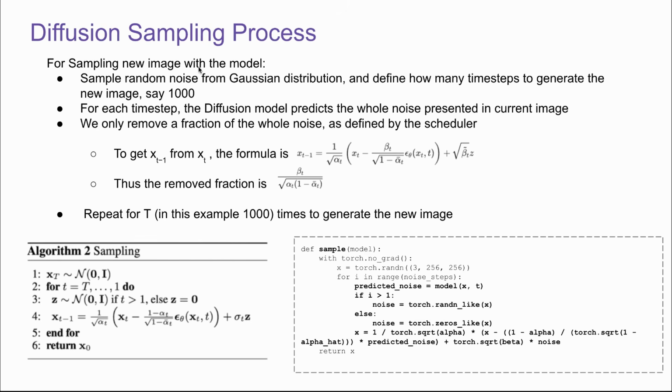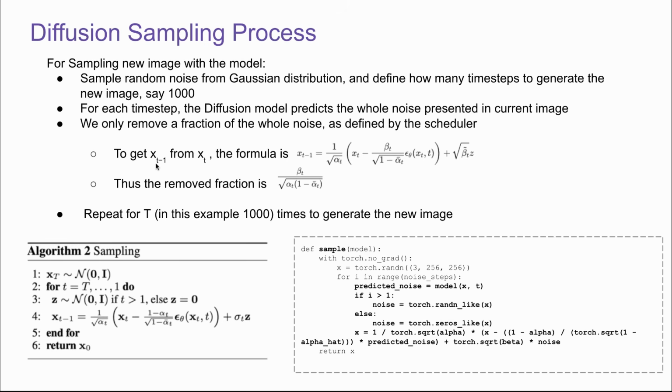For sampling a new image with the model, first we need to sample a random noise from Gaussian distribution to have a random starting point. And then we need to define how many time steps to generate the new image, say 1000, which is a typical value. And for each time step, the diffusion model predicts the whole noise presented in the current image. And then we only remove a fraction of the whole noise as defined by the scheduler.